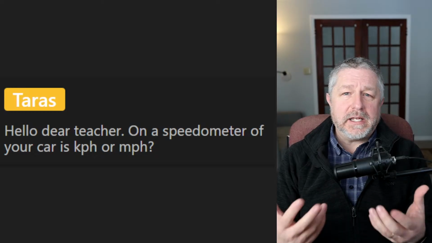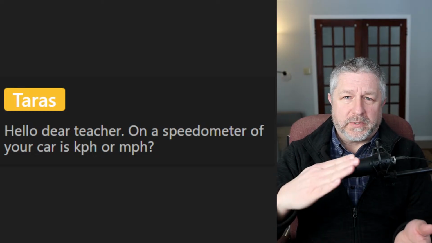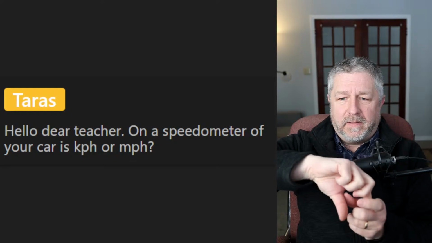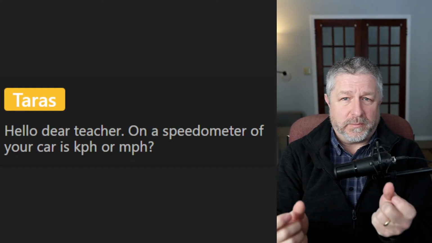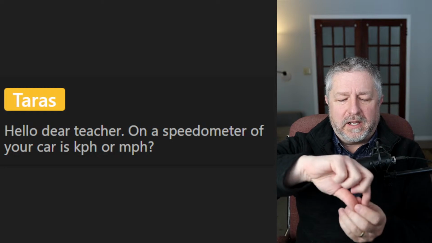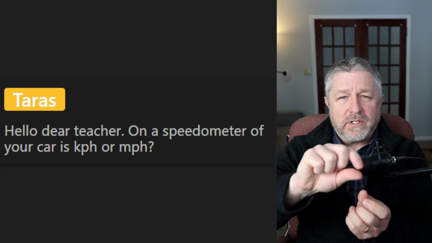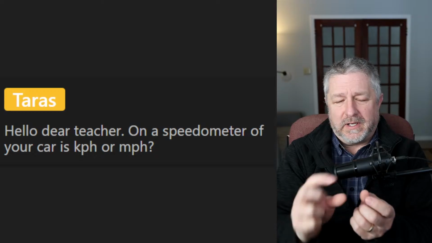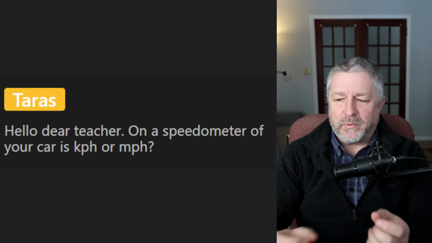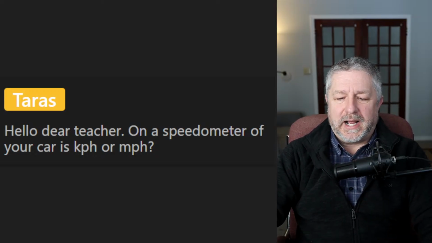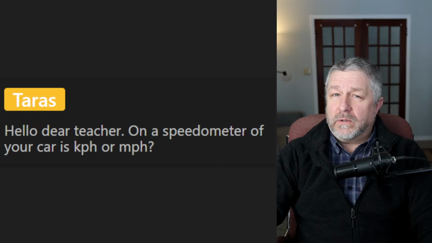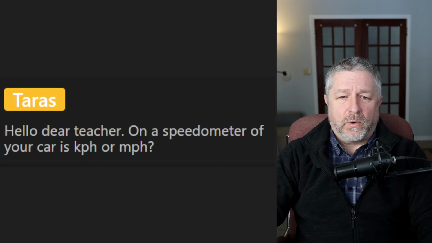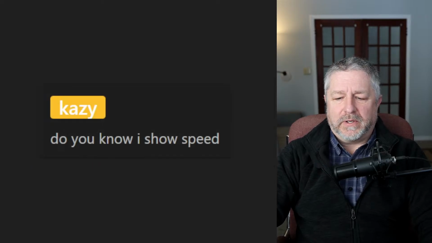So on Canadian cars, we have kilometers per hour and miles per hour. The bigger numbers are usually kilometers per hour because that's the measurement we use. And then in a smaller font and usually a slightly different color on a smaller inner circle, we have miles per hour as well. So I think all Canadian cars have that. When I go to the United States, most cars only have miles per hour.